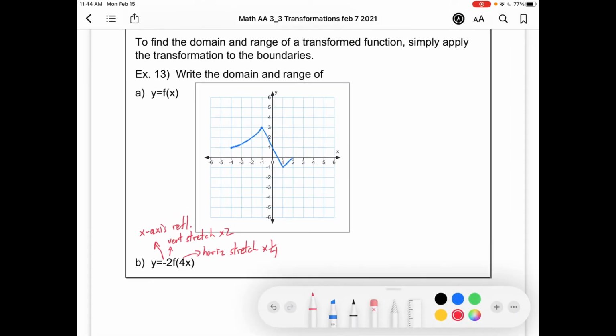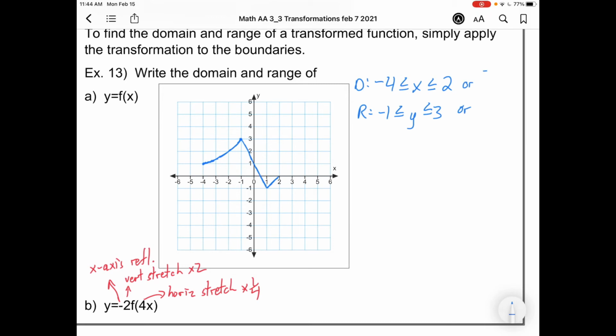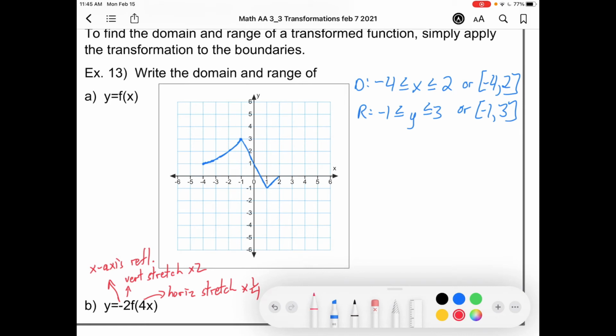Let's write the domain of the original. So the domain goes from -4 all the way to 2. And the range goes from -1 all the way to 3. Now you could have also written these in interval notation, so that's from -4 to 2, and from -1 to 3, including the endpoints. One way that we can generate the domain and range for the transformed function would be to actually make the transformed function.